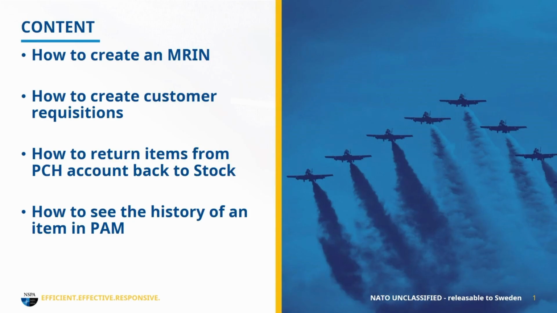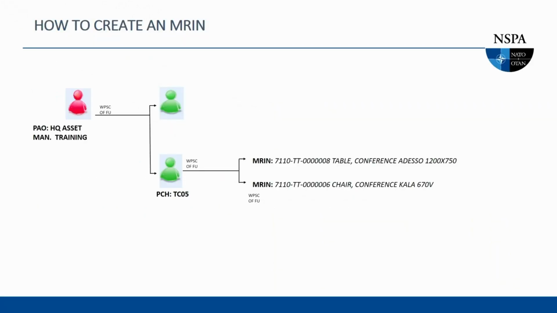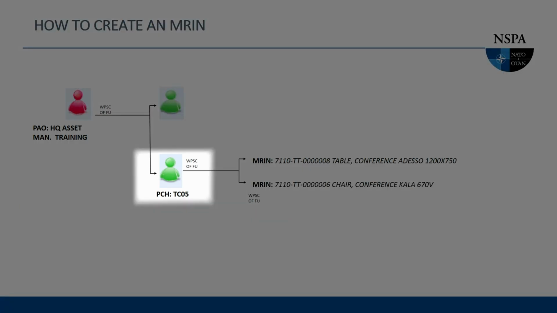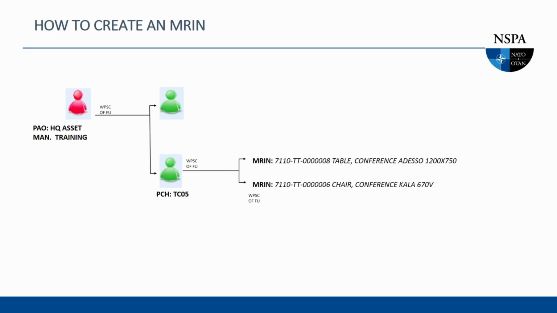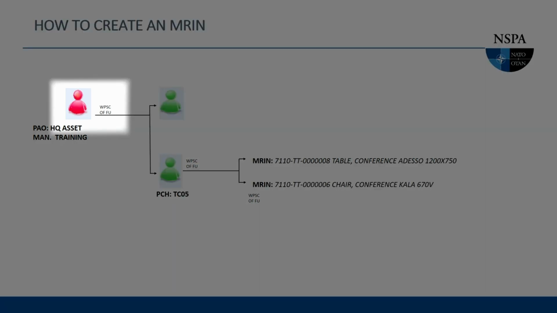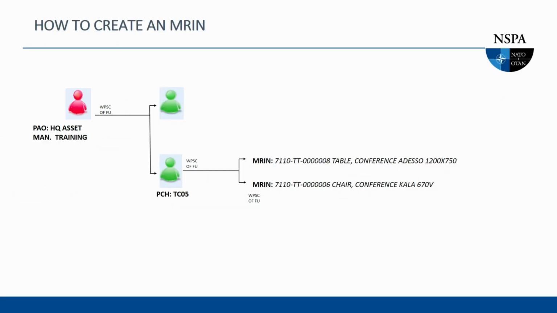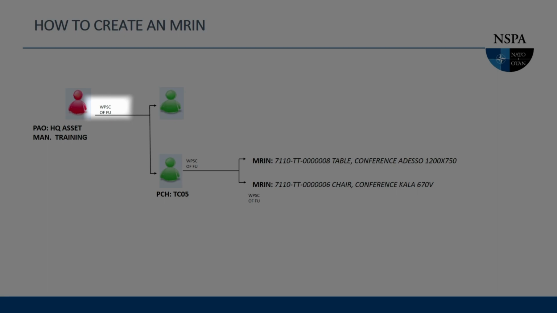So let's start on how to create an MRIN. We have to understand that an MRIN, in this case a stock number line, also has a weapon system code. To be able to see the weapon system code on PCH level, you have to make sure that the weapon system code is available at PAO. So you need to authorize the PAO for the weapon system code, in this case OFFU.